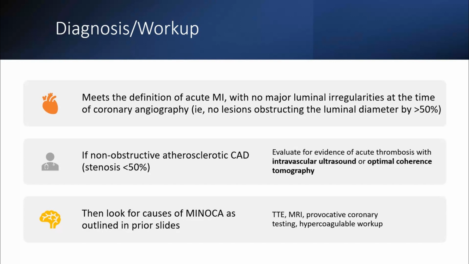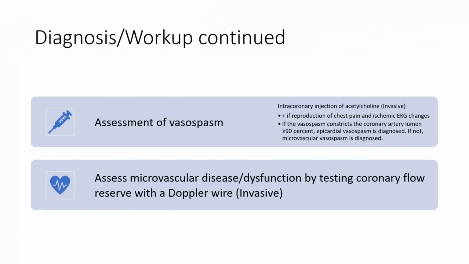If it is non-obstructive atherosclerotic CAD with stenosis of less than 50%, then one should evaluate for evidence of acute thrombosis with intravascular ultrasound or optical coherence tomography. Afterwards, can also look for causes of MINOCA as outlined in prior slides, such as transthoracic echo, cardiac MRI, provocative coronary testing, or hypercoagulable workup.